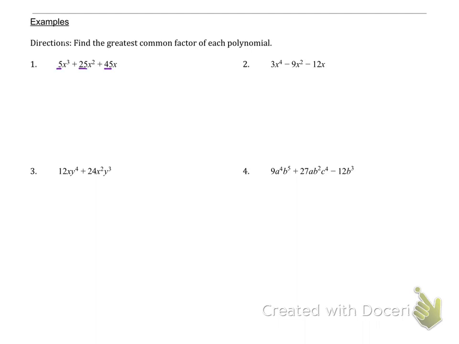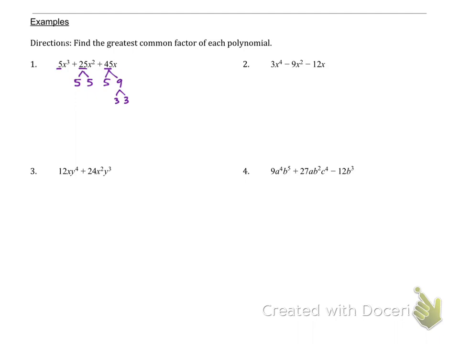So 5, that doesn't break down into anything, so that's just going to stay as 5. But 25 breaks down into 5 times 5. And then 45 breaks down into 5 times 9. We can continue to break down 9 further into 3 times 3.